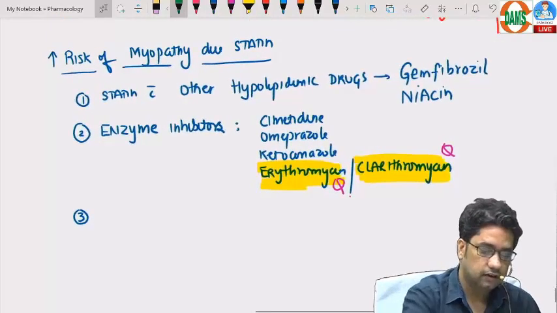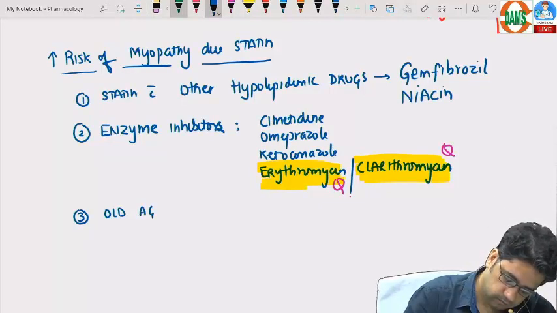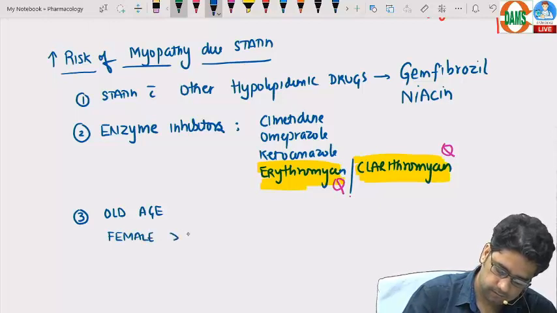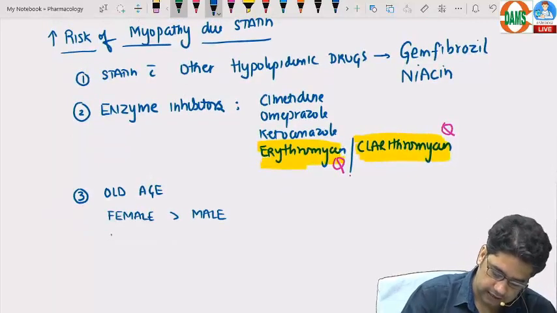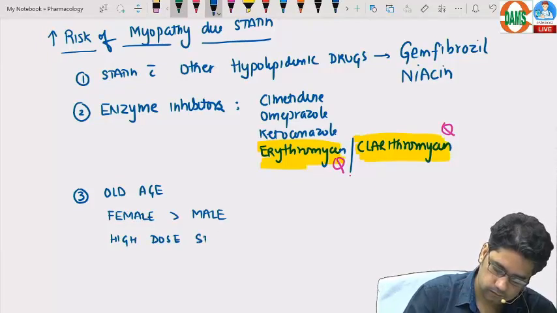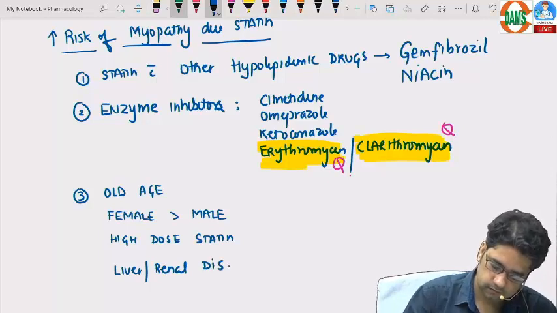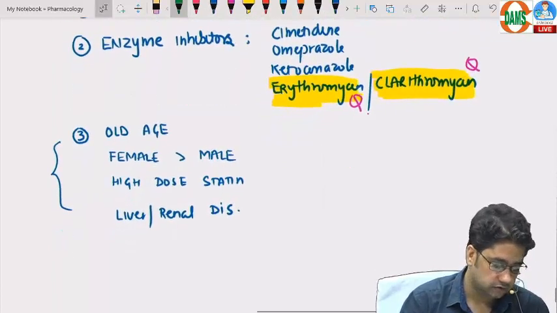Let's write the other risk factors for myopathy. Write old age, female sex, high statin dose, lastly, liver or renal disease. These are certain other factors which can increase the risk with statin.